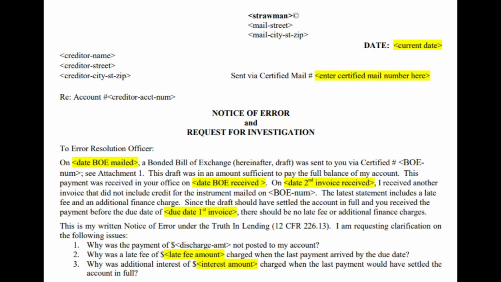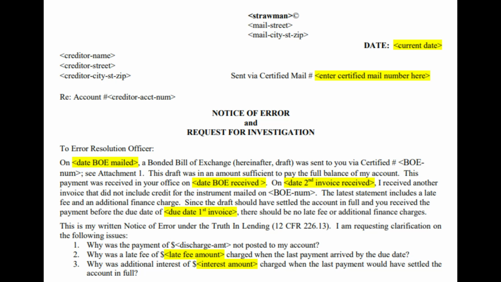And that's fine too. So I am requesting clarification on the following issues. Why was the payment of the dollar amount not posted on my account? Why was the late fee charged when the last payment arrived by the due date? And why was additional interest of whatever they charged you charged when the last payment would have settled the account in full? Right, so you're putting them in a position now to have to answer to all of the facts of the case, and you're giving them an opportunity to rectify the situation. At this point, you're going to see if they will or won't do that. I mean, they're going to do it anyway, whether they want to or not.